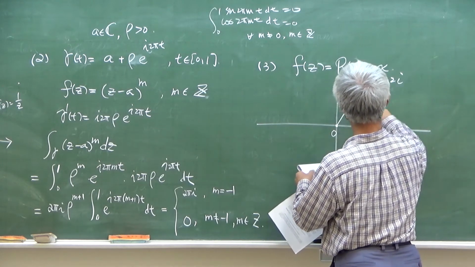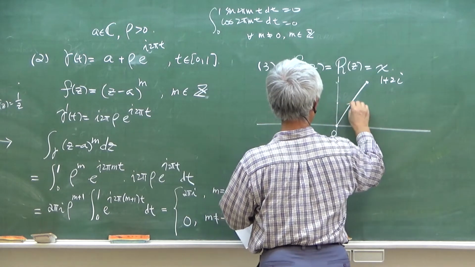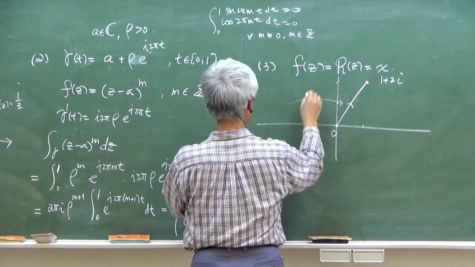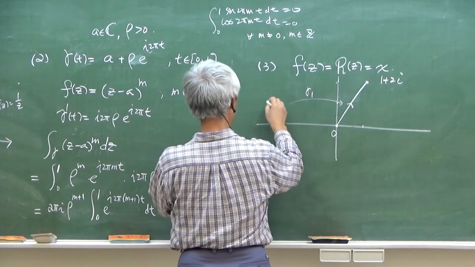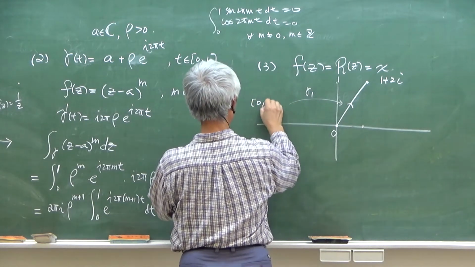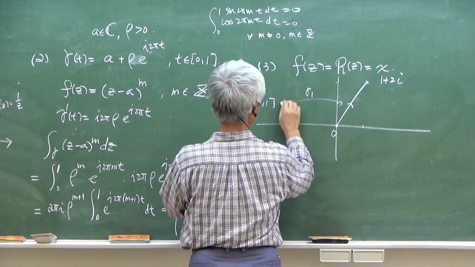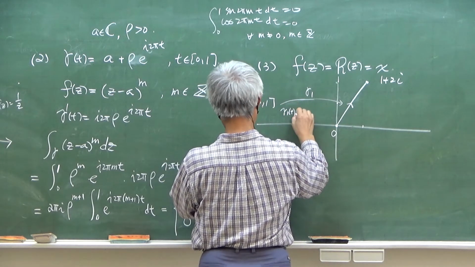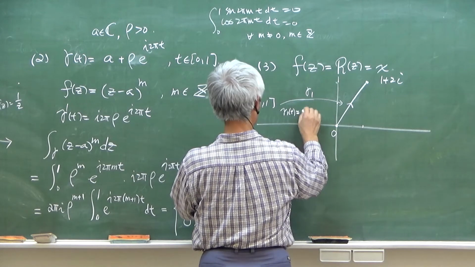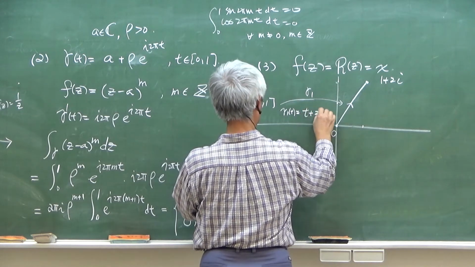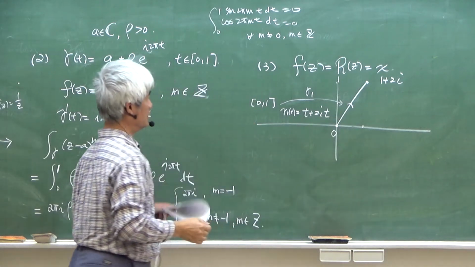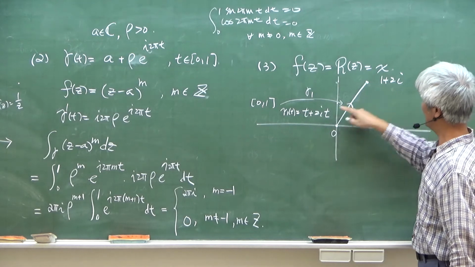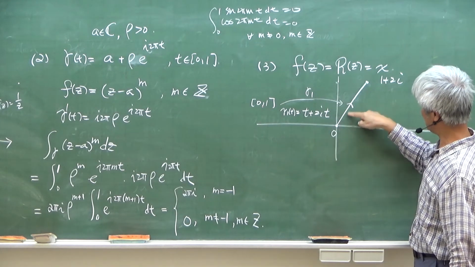All right, here. This gamma 1 goes from 0, 1 to there, and gamma 1 t is equal to t plus 2i t. So this describes the line segment. Gamma 1 describes the line segment.